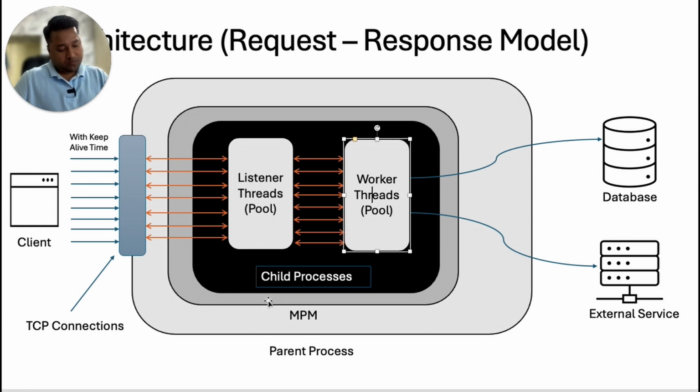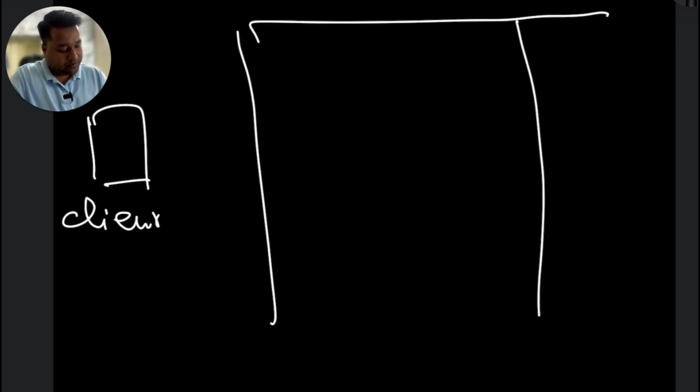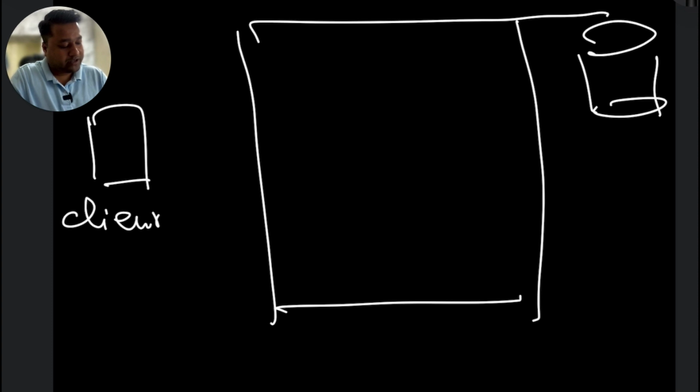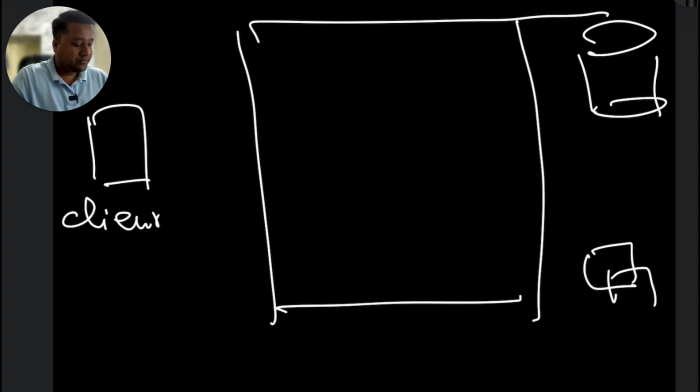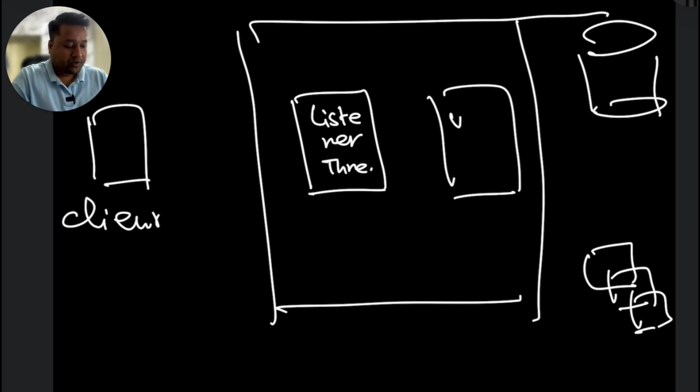Now let me open this. All right. Okay, so you have your client here, right? And then this is your bigger box. So you may have your external services here, then services here, right? Now you have a thread pool here. This thread pool is your listener threads, right? And then this is your worker threads.